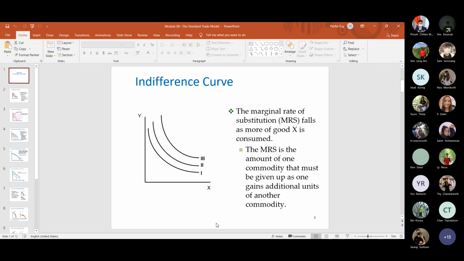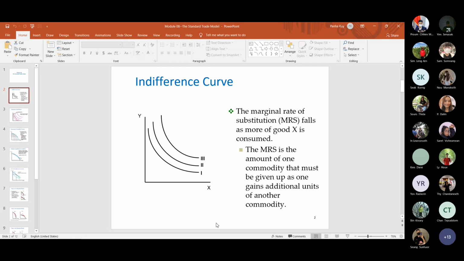Okay. So before we start with the standard trade models, people are used to learning the indifference curve. I don't know whether you have learned this in the microeconomics course. Have you learned this already or not yet? Not yet, sir.